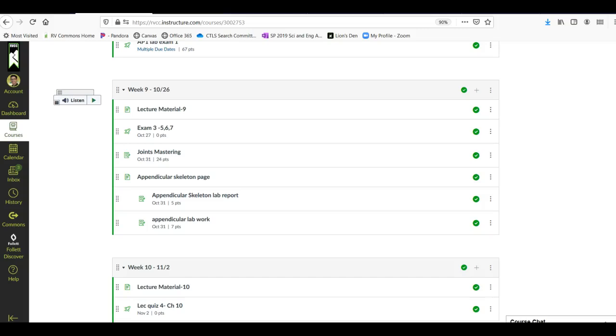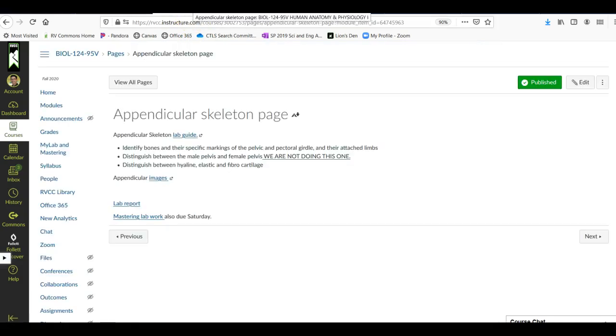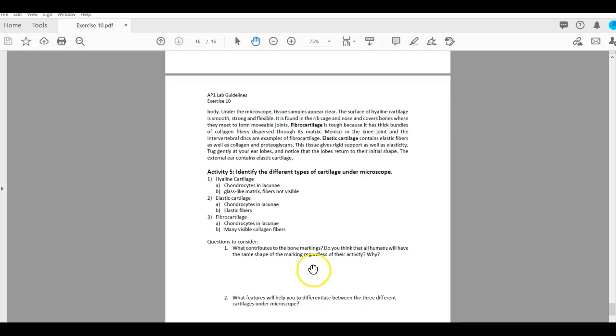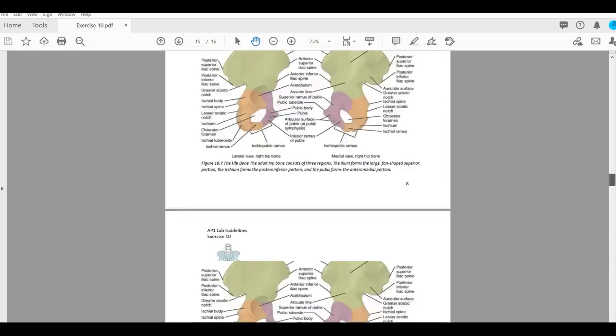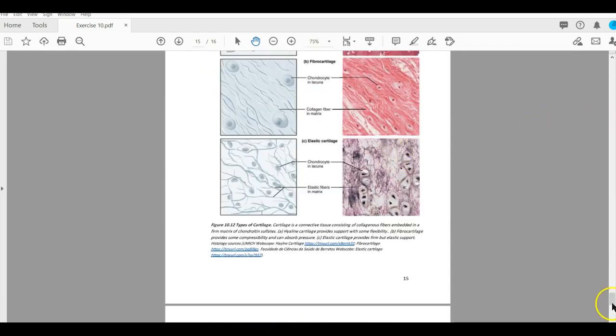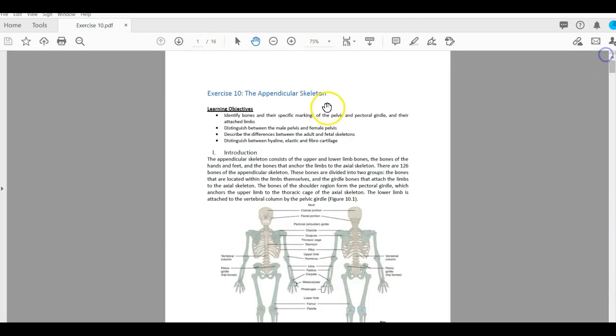All right, so this is probably going to be a relatively short screencast for the appendicular skeleton lab page. If you click on it, it will look like this. You have your lab guide, which looks like this. Whoops, I'm all the way at the end of mine. There, that.